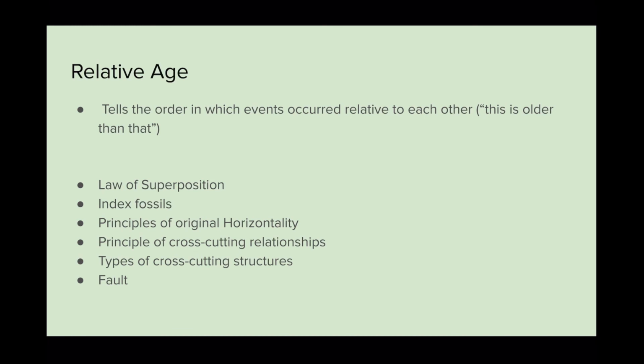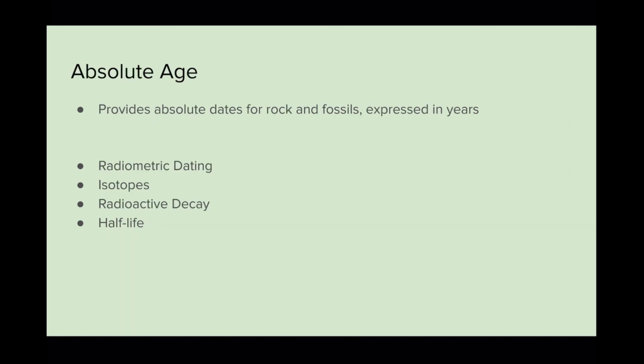This would include the law of superposition, index fossils, principles of original horizontality, principle of cross-cutting relationships, types of cross-cutting structures, and faults. Absolute age provides absolute dates for rock and fossils, which are expressed in years. This would include radiometric dating, isotopes, radioactive decay, and half-life.